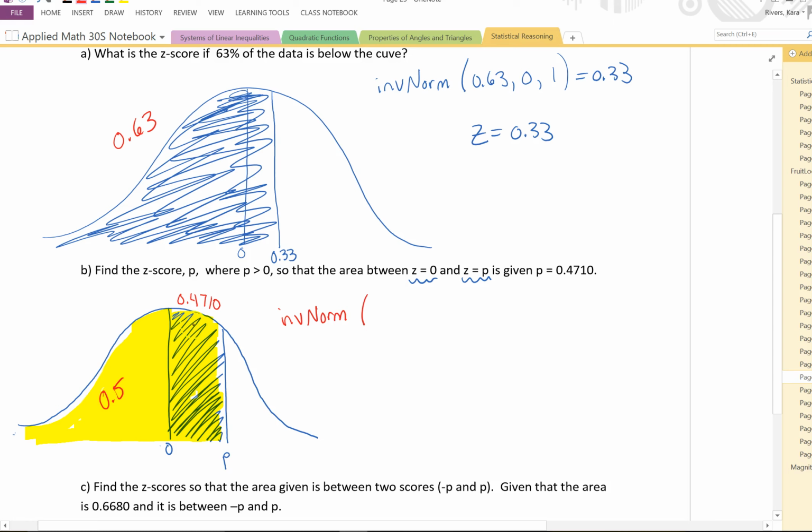what? We've got two pieces. What we're going to have to do is add those pieces together. So we've got 0.4710 and 0.5. Adding those together, that would be 0.9710. We're going to put those together, so 0.9710. And then we have our mean of 0 and our standard deviation of 1.